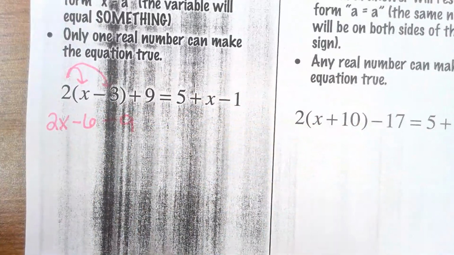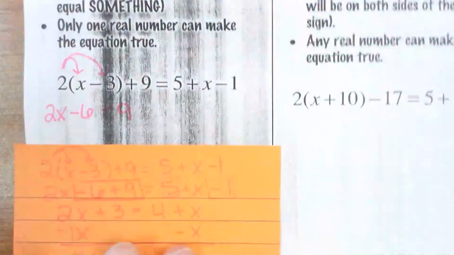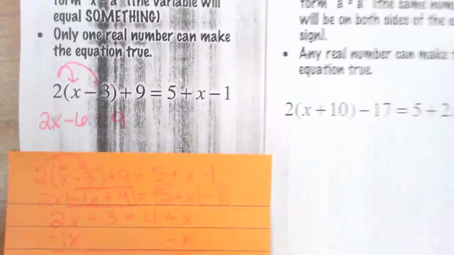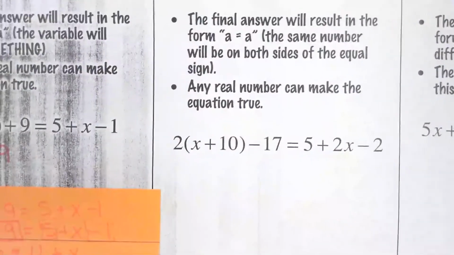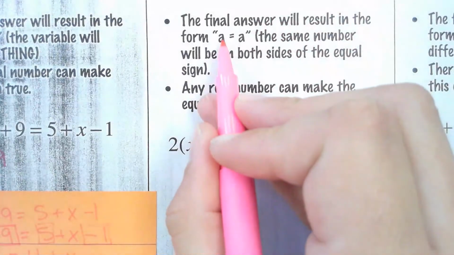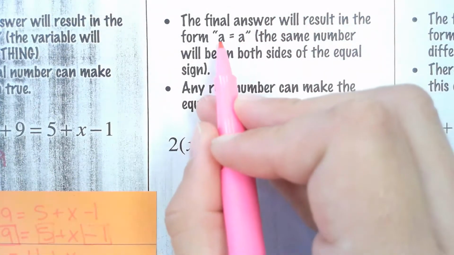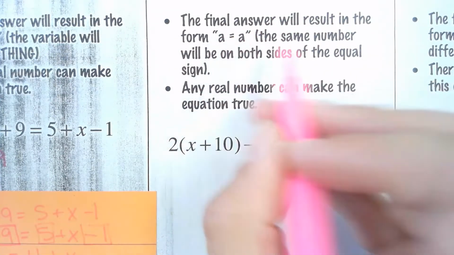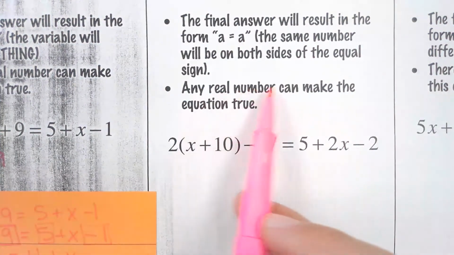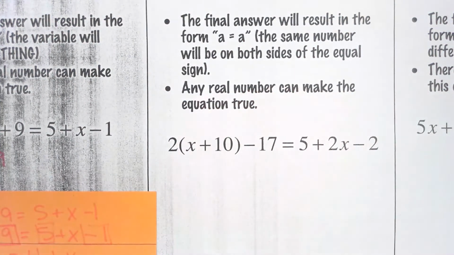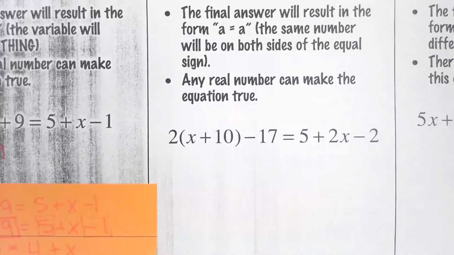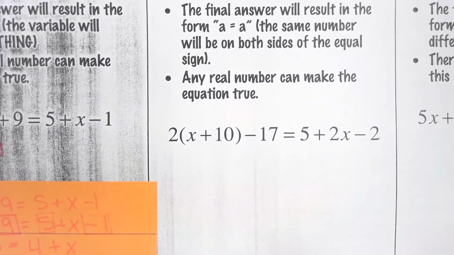Okay? Alright, moving on to infinitely many solutions. So for infinitely many, the final answer will result in the form of the same number equals the same number. So like 1 equals 1, 2 equals 2, or whatever it is. So any real number can make the equation true. So no matter what number you plug in for x, it will make a true statement. Okay, so let's do this together.